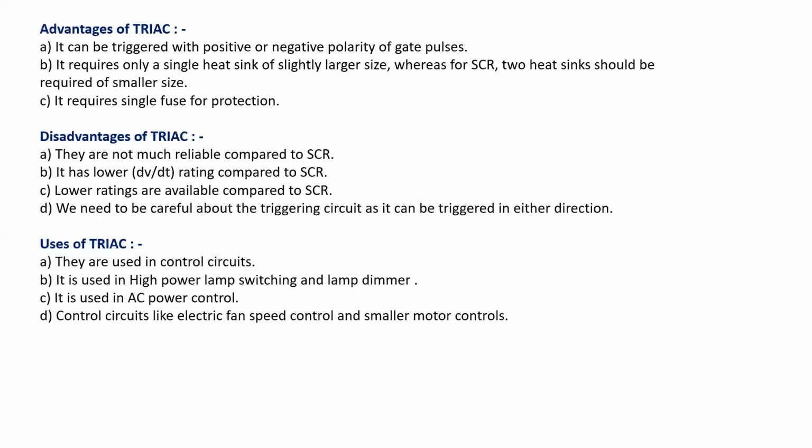TRIACs are used in various circuits. They are basically used for high power lamp switching or lamp dimmer circuits. They are used in control circuits. And the main use is for AC power control or as an AC power control switch. The other applications may be domestic purposes, that is, fan speed control or other motor speed controls.